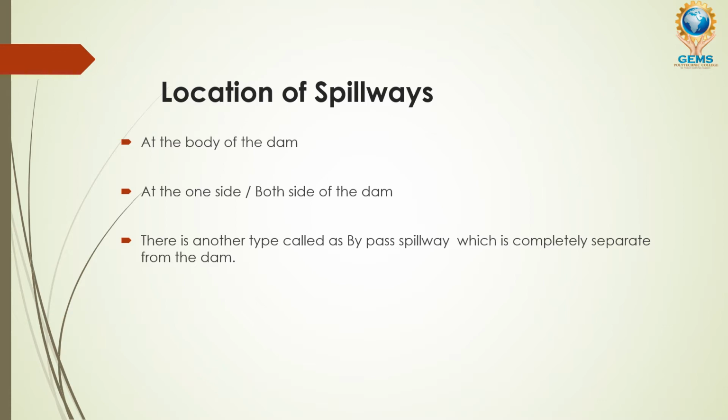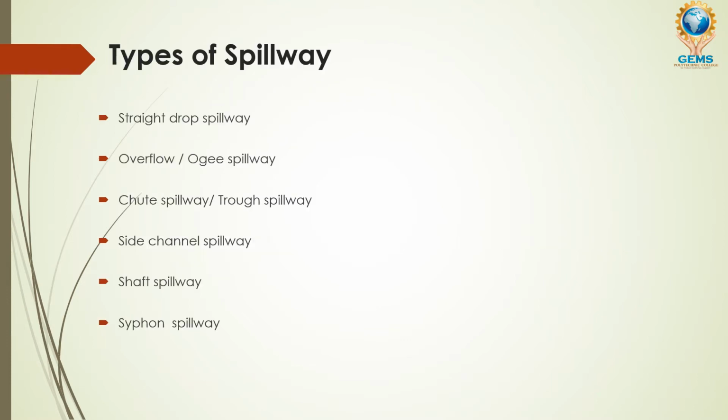Then the third point is another type called the bypass spillway, which is completely separate from the dam. Bypass spillways are away from the dam, generally not in the body of the dam. They are generally constructed a little distance away from the dam. The types of spillways we are going to discuss in the further slides are the straight drop spillway, the Ogee spillway, the chute spillway or trough spillway, side channel spillway, shaft spillway, and siphon spillway.